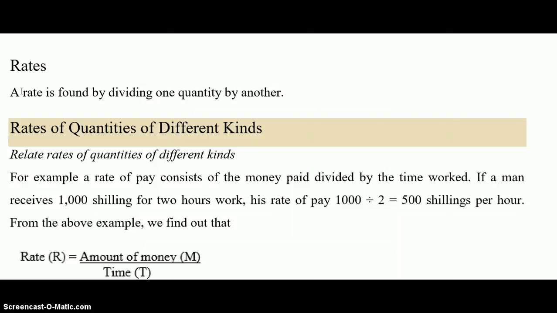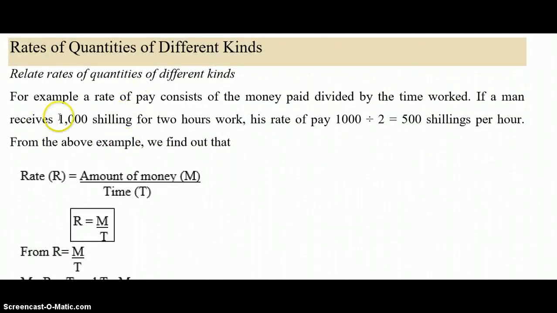We have ratio, we have quotient and so on, but when specifically we are talking about rate, we mean that something divided by time. So nataka uwe aware na hicho kitu ambacho tutaenda kukisoma ili usije ukachanganya. Okay, let's see rate of quantities of different kinds. Tuangalie mfano rahisi. We say that for example, a rate of pay consists of the money paid divided by the time worked. Maanake nini? Tunapozungumzia rate of pay, maanake ina consist money pamoja na time.